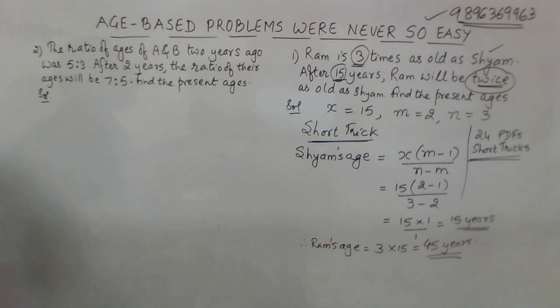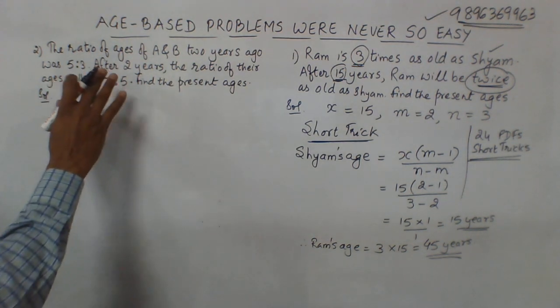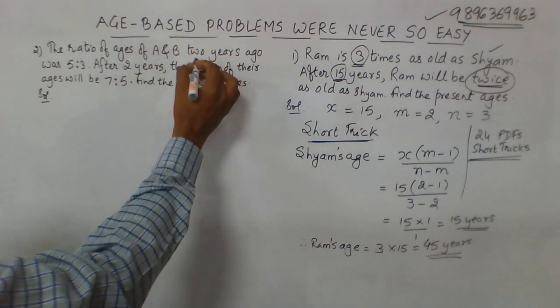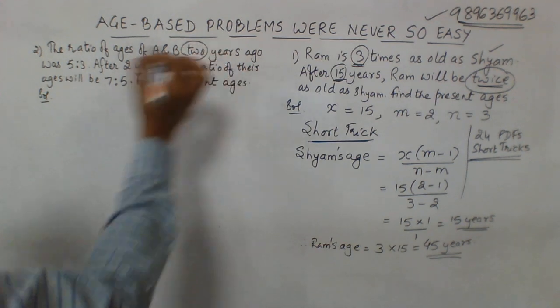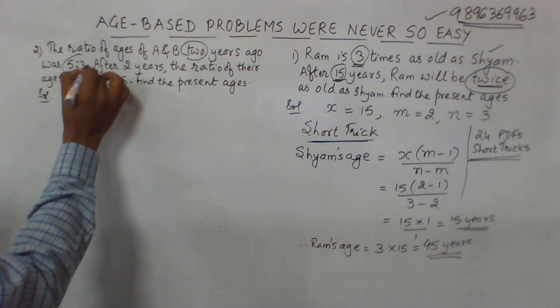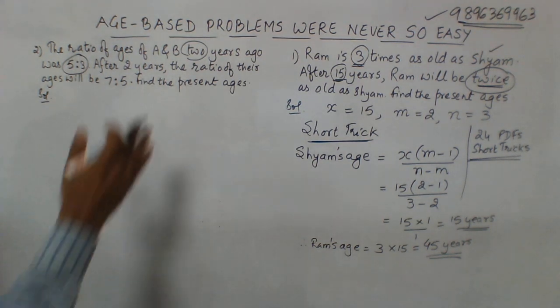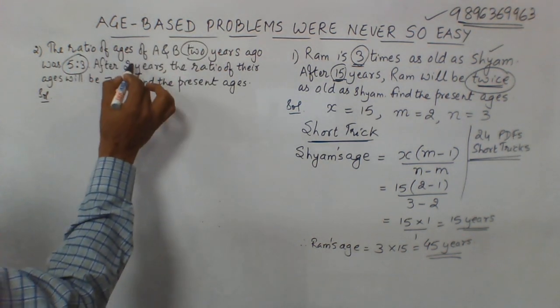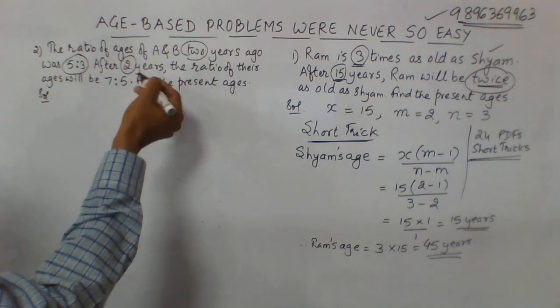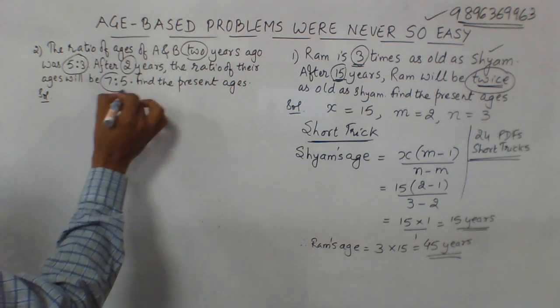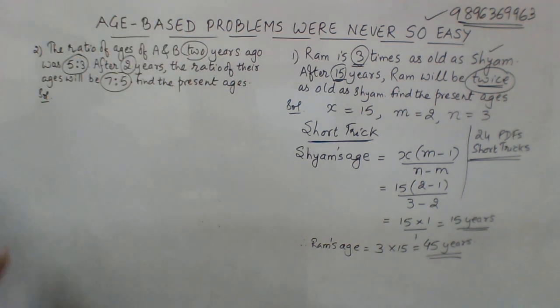Now here we have a question in which the ratio of ages of A and B 2 years ago, so very important, 2 years ago, is 5:3. I am just encircling the portion which is quantitative. So 2 years ago, 5:3. Again, 2 years after, the ratio is 7:5. So we have 4 different quantities given in this question, and now we want to find the present ages.